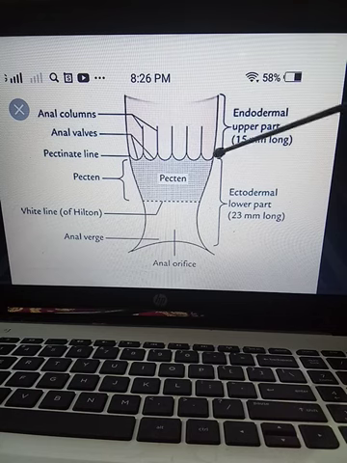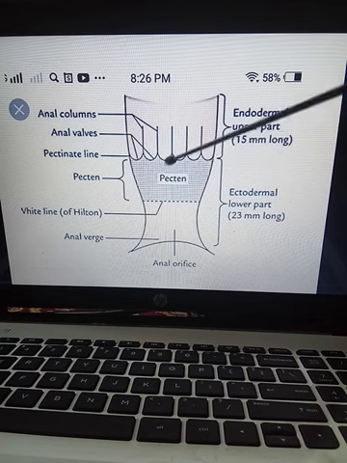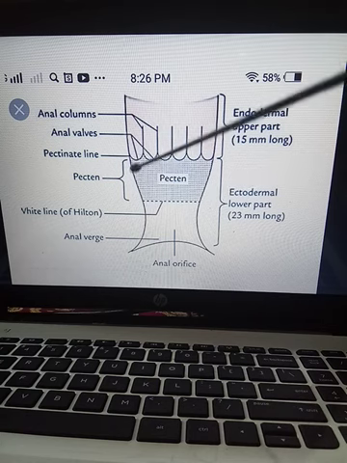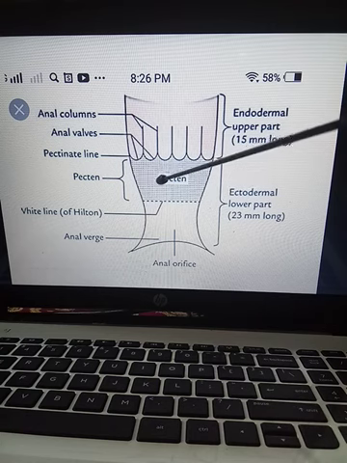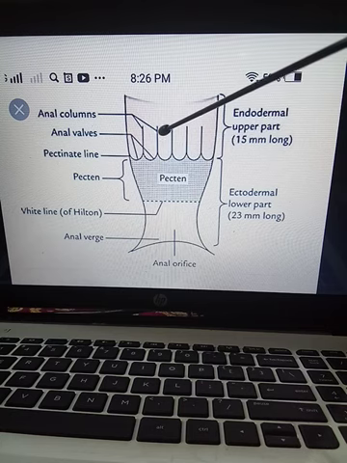After that comes another part that is again 15 mm. It is ectodermal in origin, and this part is called the pecten. It is separated from the lower part by the white line of Hilton. This part again has mucosa. Beneath it, it has the deep venous plexus, imparting the bluish color to it.